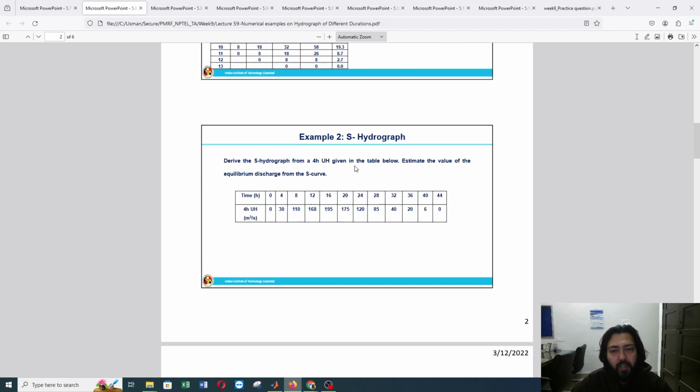Then we are going to look at an example based on the S hydrograph. Here they are saying: derive the S hydrograph from a 4-hour unit hydrograph given in the table.